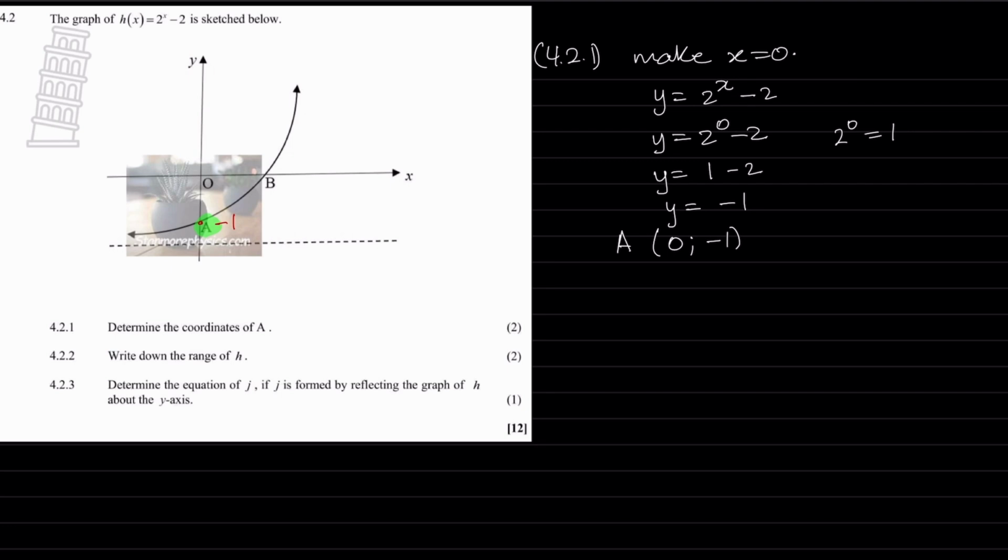4.2.2, write down the range of h. Now, range refers to y values that would be applicable for this function. Now, we can see quite clearly that this function is going up right here, and it's going to go all the way up to positive infinity. However, the graph going down is tapering off and moving along in this direction. It's not going to cross this line right here. That line is known as an asymptote.